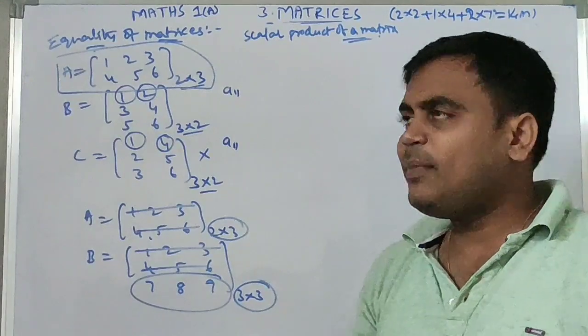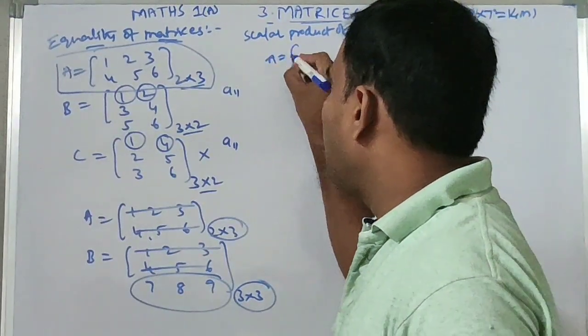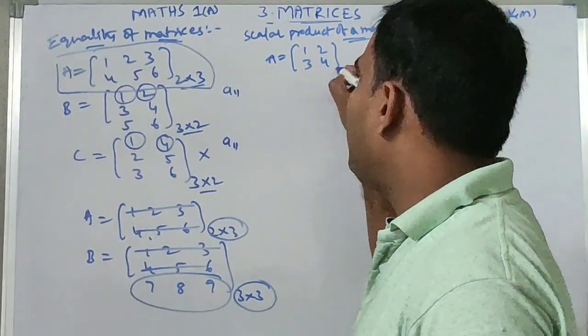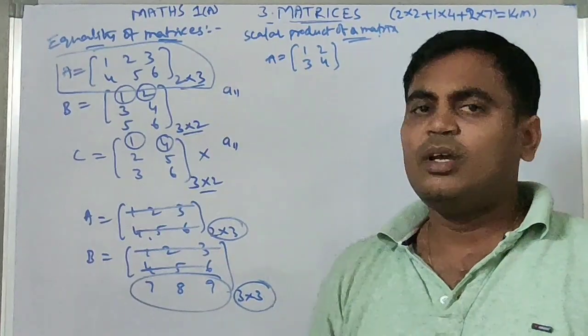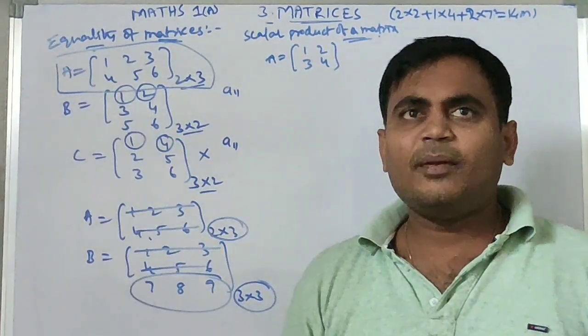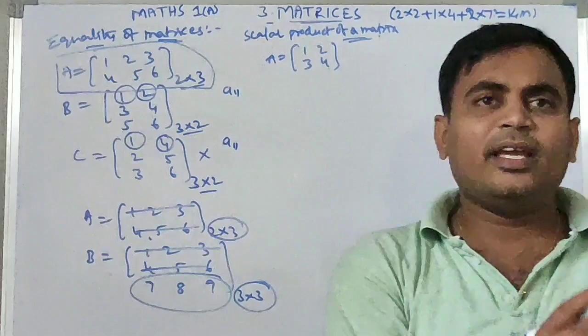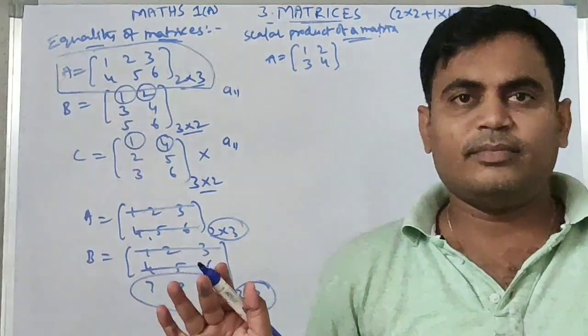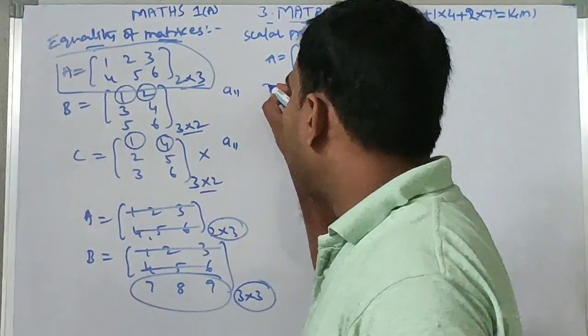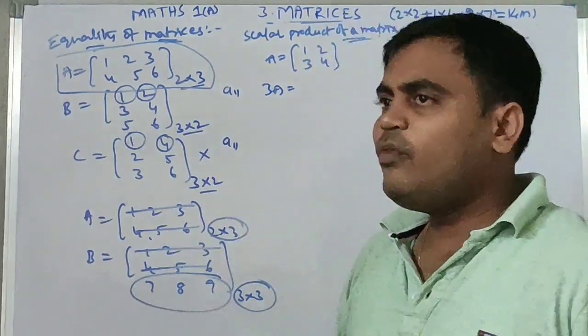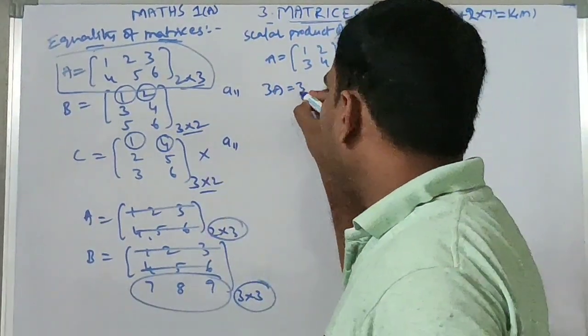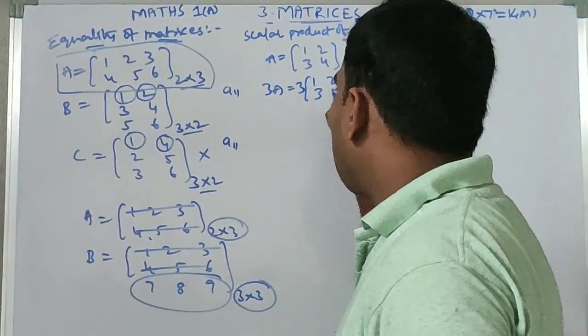So I am taking a matrix A = [1, 2; 3, 4]. I am taking a number. Scalar multiplication is nothing but multiplying a matrix with a number. I am multiplying with 3A. So how are we performing 3 of [1, 2; 3, 4]?